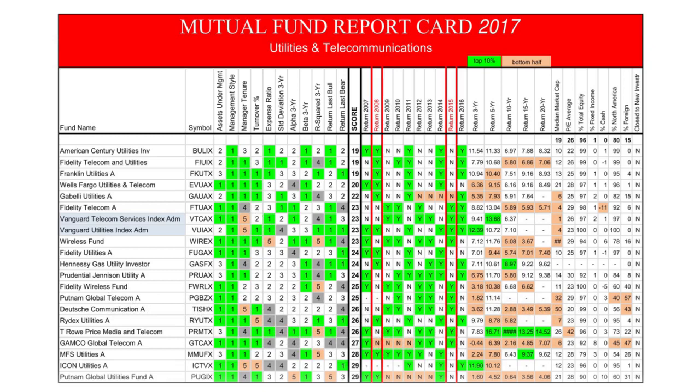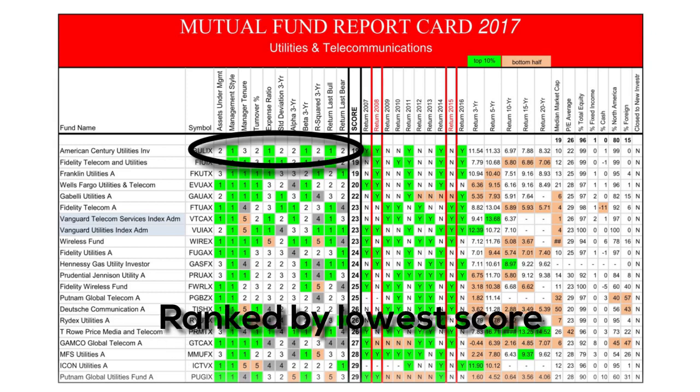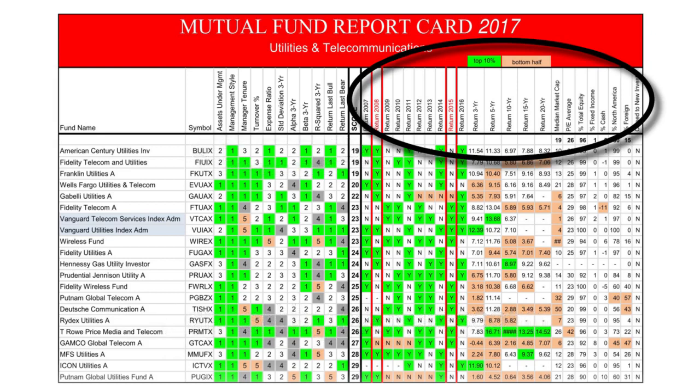Now, the breakpoints for each trait do change by category and by year. You will notice that at the end of the 11 traits is a column called score. We simply add up all of the trait quartiles to arrive at a score, and the category is ranked by funds according to score lowest to highest. Now, after the score, additional information pertinent to each category is included.